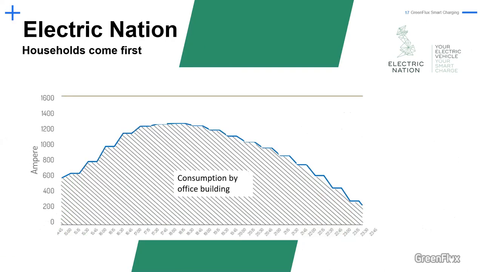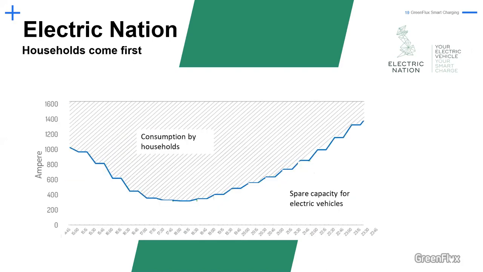Now, in essence, it's more or less the same as we did in this Annexis building. So this is a picture which could have been the consumption by the office building. So there's some peak by the office building. And it's not that much different whether it's a peak by an office building or the consumption by households. And this actually is the consumption by households. So what we did there, we measured the transformer, flipped this upside down. And then what you have below here is the spare capacity that's available for electric vehicles.